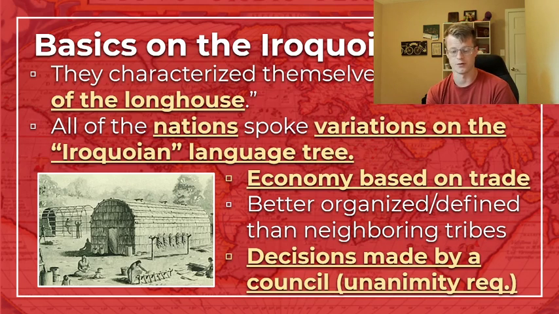Their economy was based on trade. Again, because of their political organization, better organized and defined. If you're wondering how they made decisions, because they were a confederacy, it was a council of leaders that would come together from different tribes. But unanimity was required for the Iroquois to act in concert. Now, of course, there could be one nation of the Iroquois who would make a different choice than the others, absolutely. But if there was something they were going to be doing as all Iroquois, that required a unanimous decision. Everybody had to agree.